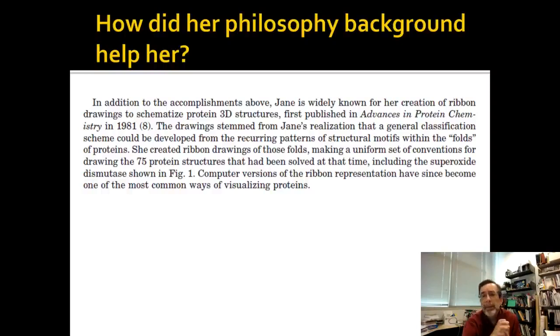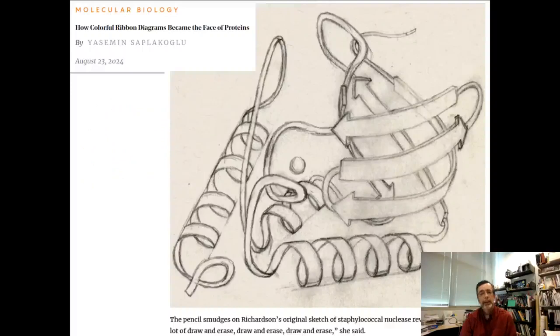And so there had only been 75 protein structures solved at the time, but that was enough for them to see the patterns and, for example, to hand draw it. Based on her hand drawings, now we have that setting in PyMOL that it can do it for any protein structure. We give it the atoms, it gives us the cartoon. You can see the pencil smudges on this. Jane was a good artist, and the philosophy helped her identify what is really important and how to depict this in a way that shows what's important.